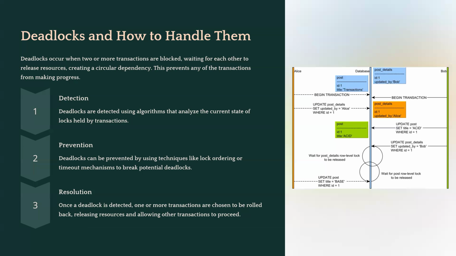First can be detection. Deadlocks can be detected using algorithms that analyze the current state of locks held by transactions. The second can be prevention. Deadlock can be prevented by using techniques like lock ordering or timeout mechanisms to break a potential deadlock. The third can be resolution, where once a deadlock is detected, 1 or more transactions are chosen to be rolled back, releasing resources and allowing the other transactions to proceed.